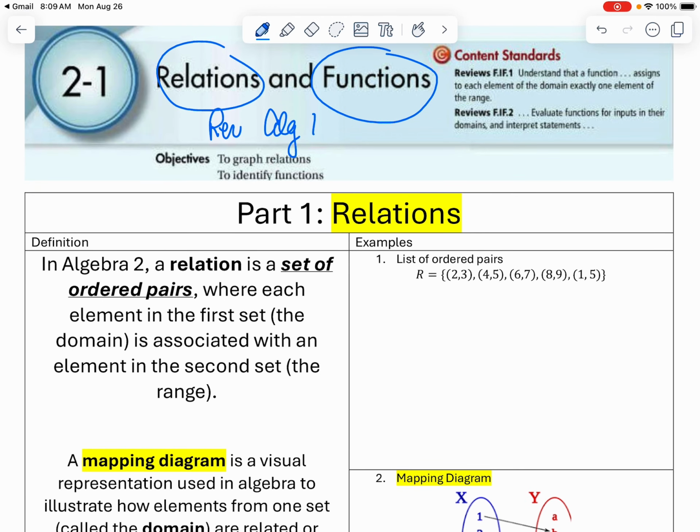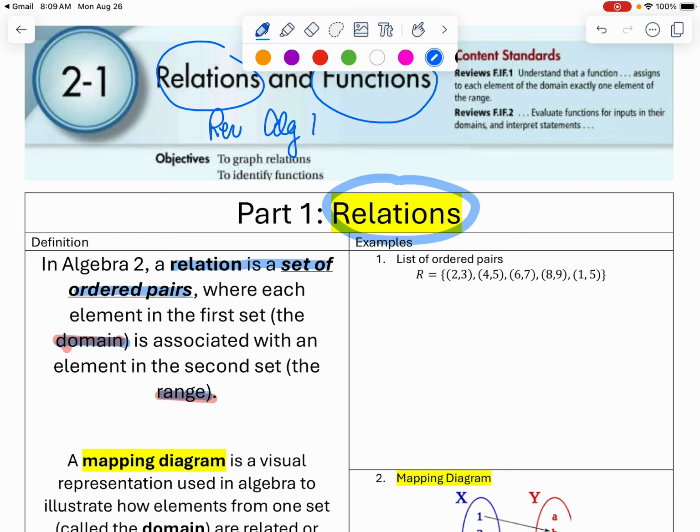And the first thing we're going to talk about is, well, what do you mean, Mrs. Langeli, when you talk about a relation? What definition should I understand? Well, a relation is simply a set of ordered pairs. The first one's going to be the domain, and the second one's going to be the range. Now, this word domain and this word range should ring a bell from Algebra 1.